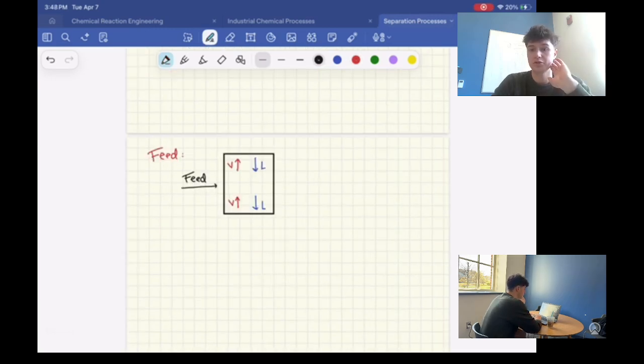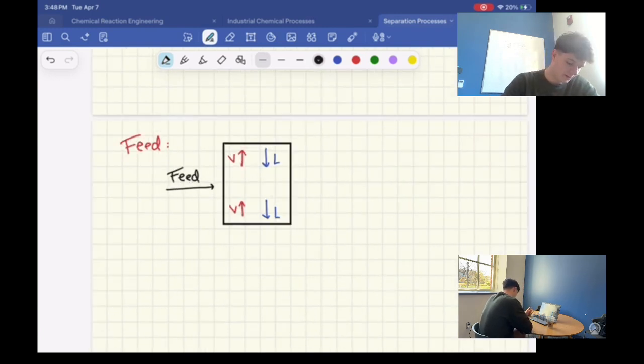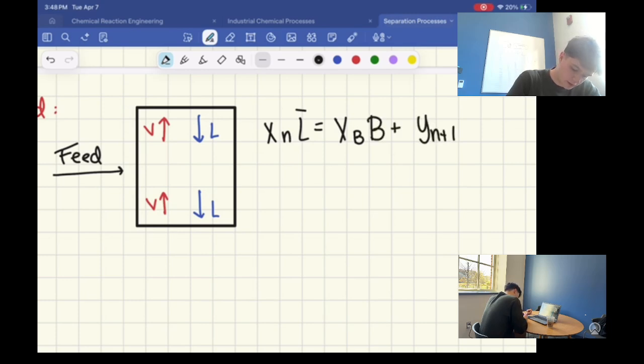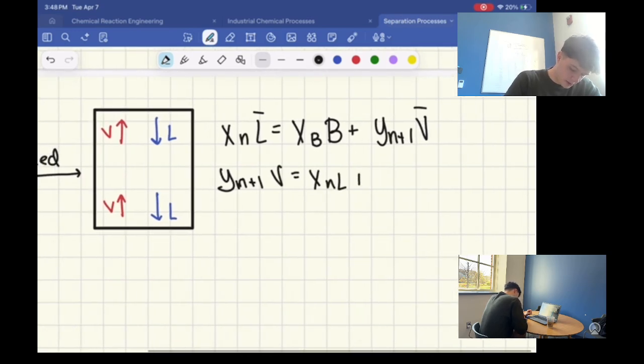And so now we're going to use those two equations that we found earlier, and we will write them next to this because we are going to use them. So our first is our stripping section, in which that is xn L bar equals xb times our boilant plus y n plus 1 v bar. And then we will also have y n plus 1 v equals xnl plus xd times our distillate.